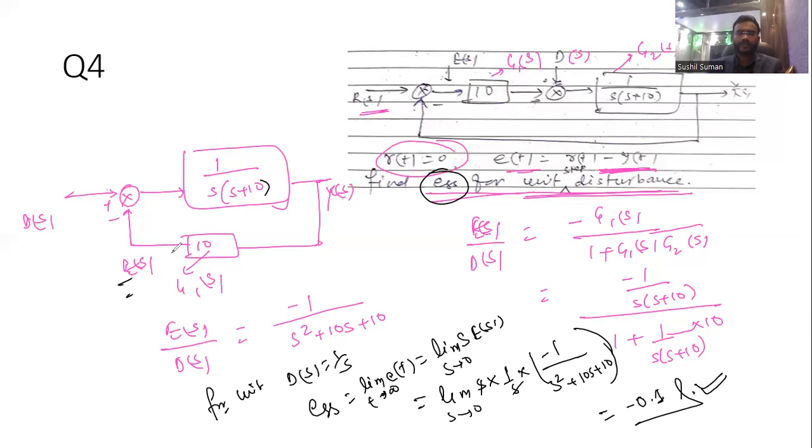I hope that's clear. Or you can say just GS upon 1 plus GS. So the answer is minus 0.1.